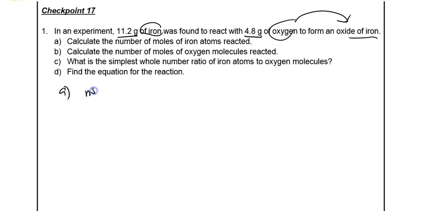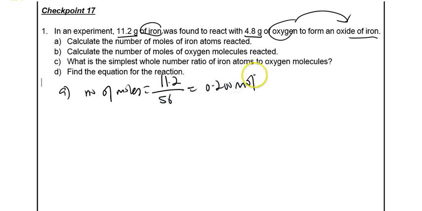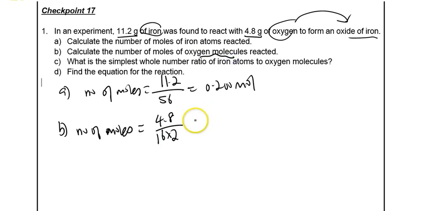So number of moles is simply mass over molar mass, and I have 0.200 moles of iron. Part B, number of moles of oxygen which reacted. Number of moles is simply 4.8 divided by 16 times 2. Oxygen molecules equals 0.150 moles.